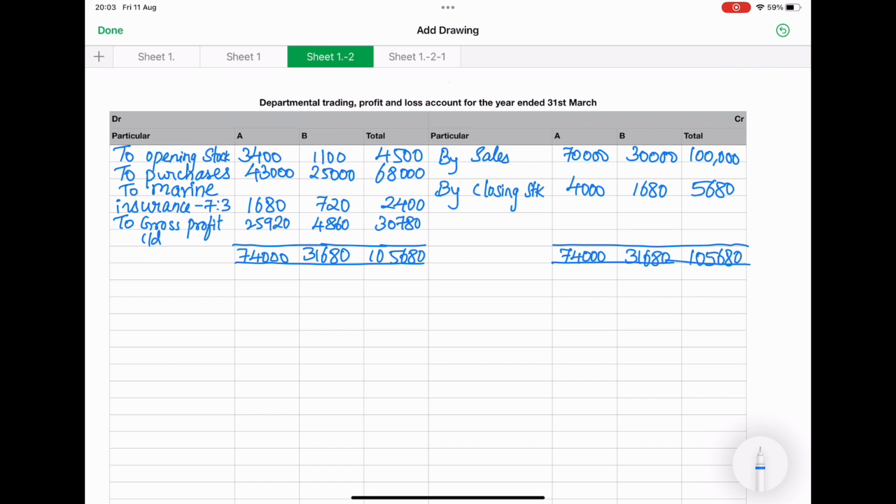Yes, here by gross profit brought down, the same value will be written here. 25,000, 920, 4,860, total 30,780. Okay, next identify the P&L account expenditures that are related to this problem.